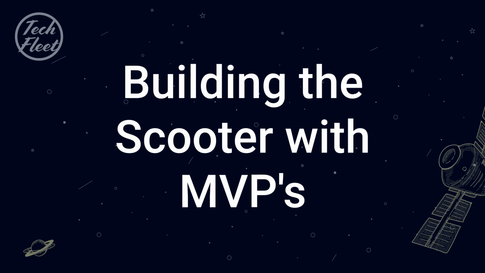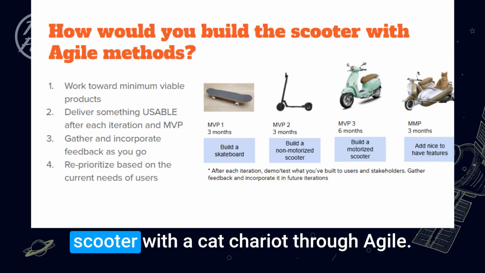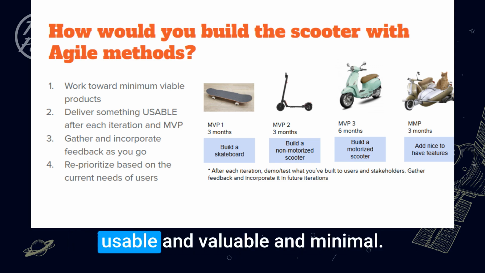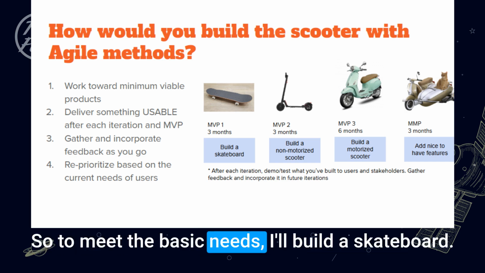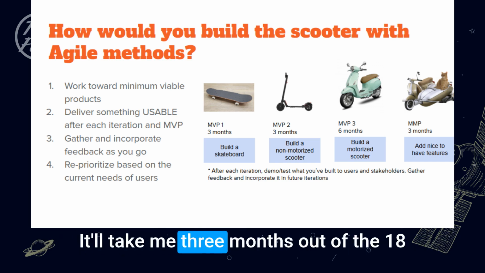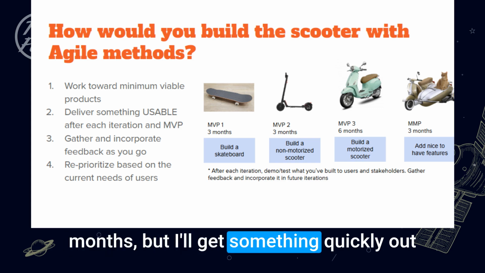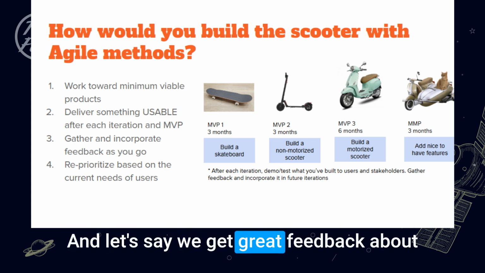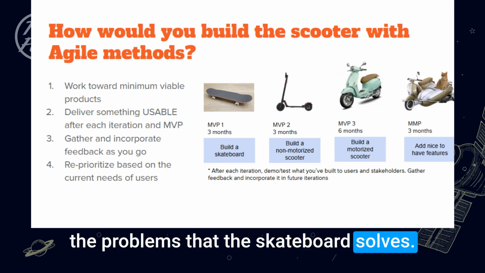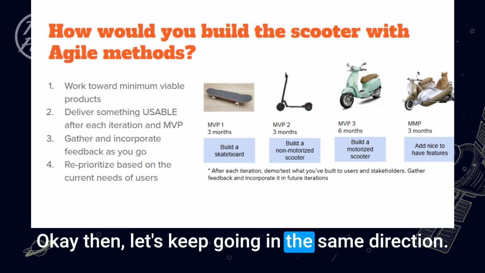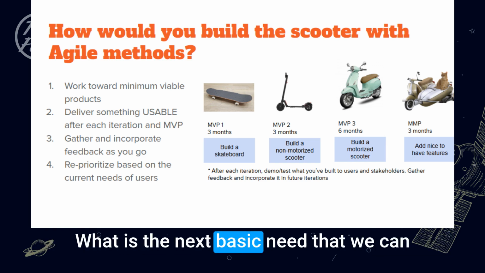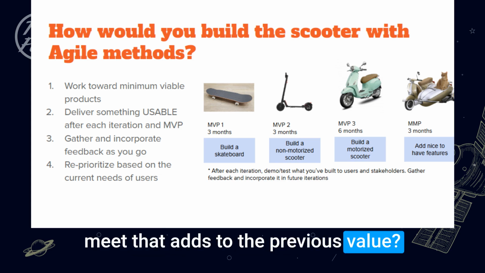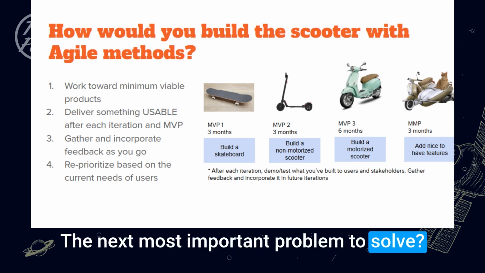Building the scooter with MVPs. Here's how you would build that motor scooter with a cat chariot through Agile. Each time you do it, you build something usable and valuable and minimal. So to meet the basic needs, I'll build a skateboard. It'll take me 3 months out of the 18 months, but I'll get something quickly out the door that helps me validate the direction. And let's say we get great feedback about the problems that the skateboard solves. Okay then, let's keep going in the same direction. What is the next basic need that we can meet that adds to the previous value? The next most important problem to solve?